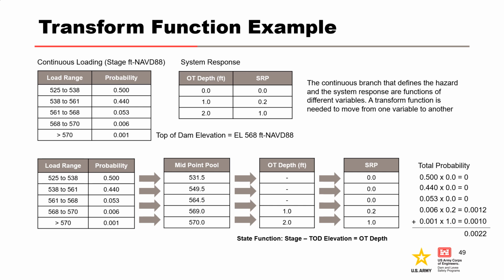So now we have a relationship that transforms a continuous loading relationship to one with the same variable as our system response. We now know the probability of each specific depth of overtopping, and we have the system response as a function of overtopping. So we can then multiply those across each loading range and then sum them to get the probability of failure.